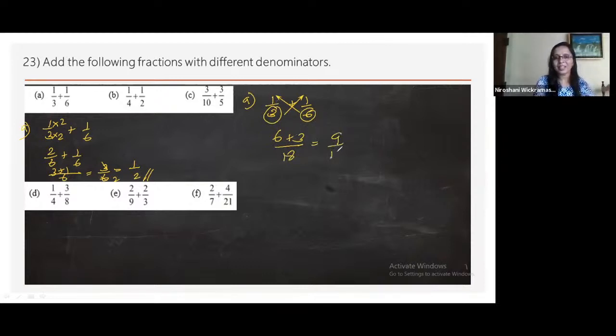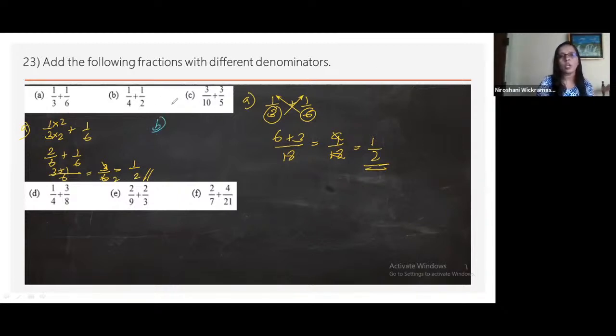9 over 18. How many 9's here? 1. How many 9's here? 2. Then also the answer is 1 over 2. If you like these two methods, you can follow either method, no problem. Okay, now I will use the blue color to do the B part, right?